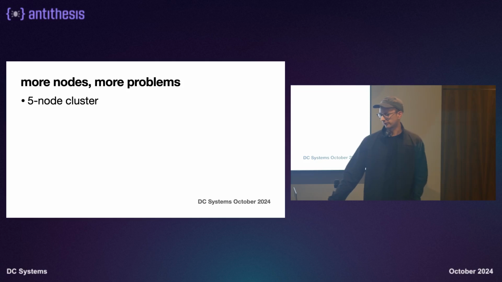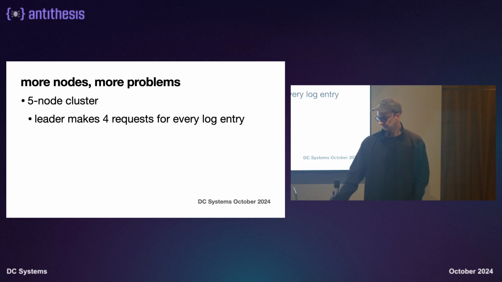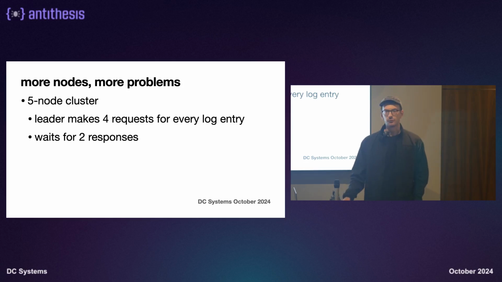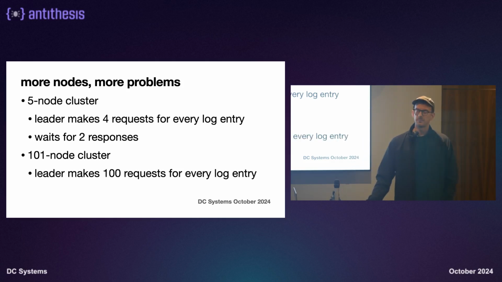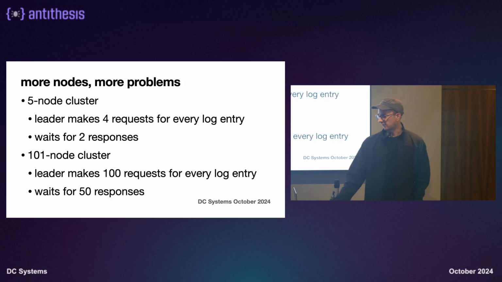If you've got a 5 node cluster, the leader needs to make 4 requests for every log entry. It will count for 1 request on its own. It doesn't need to make a request to itself. And it needs to wait for a majority, so itself plus 2 other responses, before it can consider a log entry to be committed. And then in contrast, if you consider this 101 node cluster, the leader is going to need to make 100 requests for every log entry, and it's going to need to wait for 50 responses before considering that log entry to be committed.